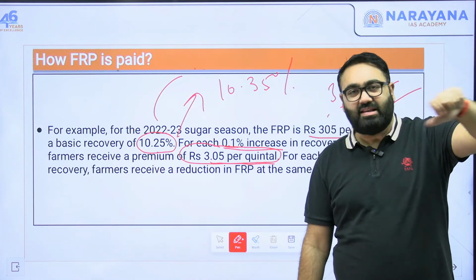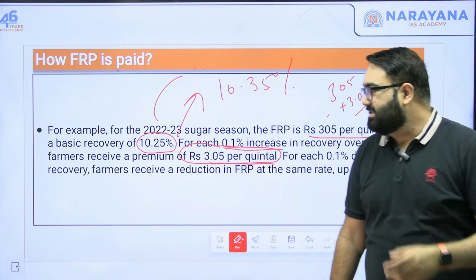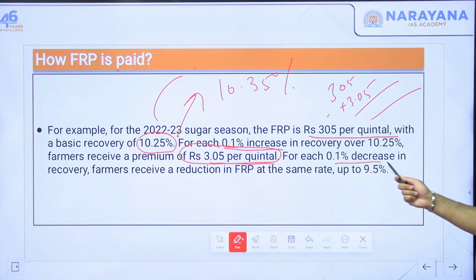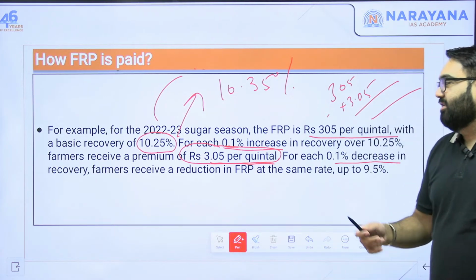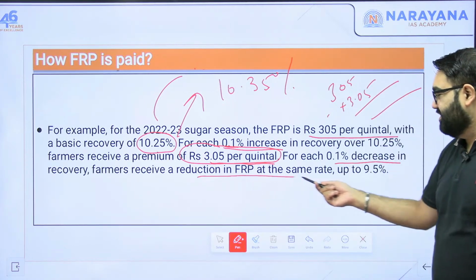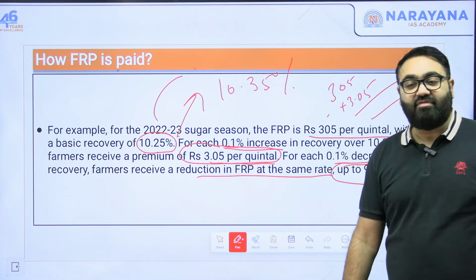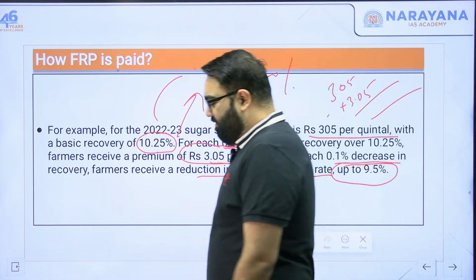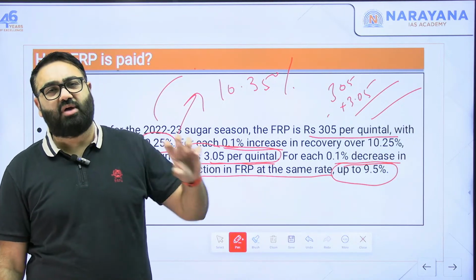On the other hand, there is a downside as well if the quality is not matched up. That means if 0.1% level, if it goes 0.1% level lower, then there will be a drop. The farmer will again receive a reduction in the same ratio up to 9.5%. So you can't give a very low price to the farmer because farmer can't decide, or farmer doesn't influence how much sugar would a sugarcane have.